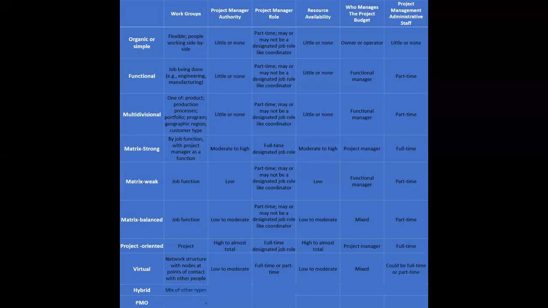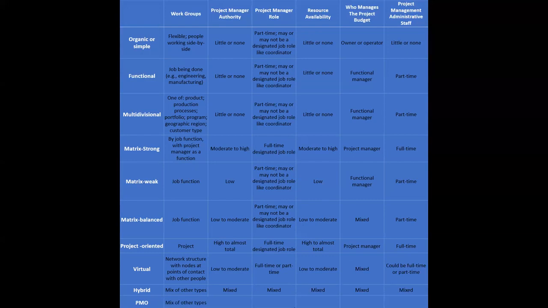In case of hybrid, we will have a mix of other types as work groups. Project manager authority would be mixed. Project manager role would be mixed. Resource availability would be mixed. And who manages the project budget would be mixed as well. Then project management administrative staff would be mixed as well.